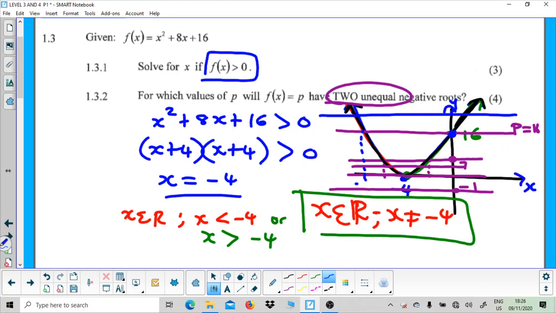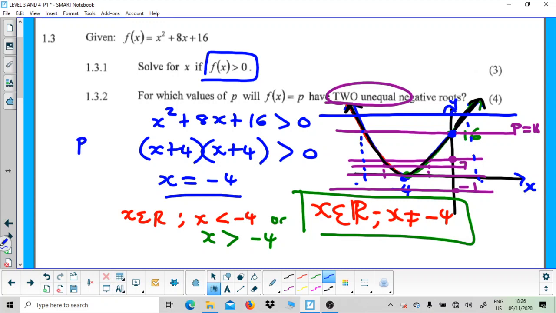So I know where to stop now, because if I carry on like that, p of 17, how many times is it cutting? That was a good thing. It's cutting twice, but the problem is the other root is now positive. We want them to be negative. So did you establish which values of p we need here? From 0 up to 16. Yes, those are the answers for p.